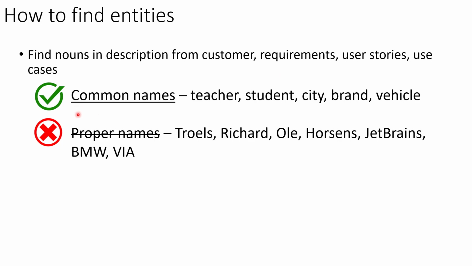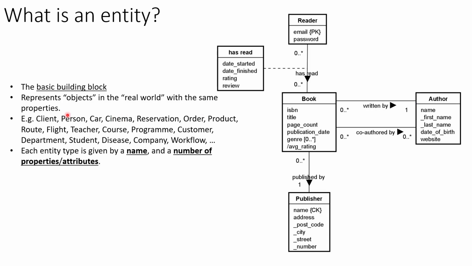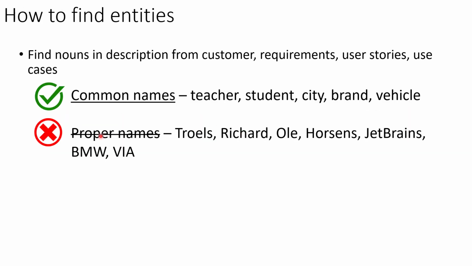We are looking for what are called common names. That's a thing, a teacher, a student, a city, a brand, a vehicle, and so on. As I showed you in other examples, we are not looking for proper names, meaning Troels, Richard, Ole. They may be instances of the entity person or teacher, but they are not entities in themselves. Horsens is not an entity. It could be an instance of the entity city. Horsens is a city.